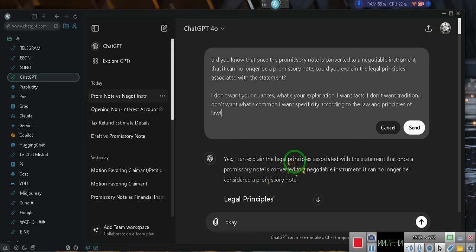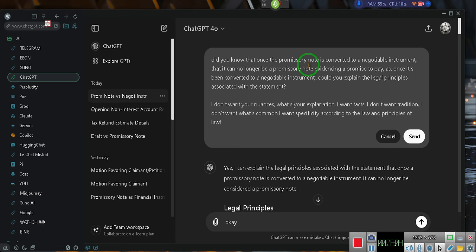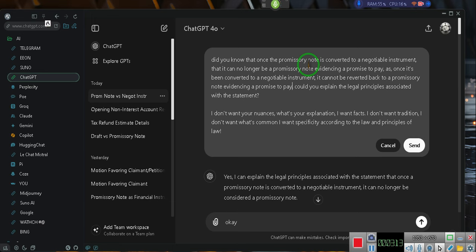I'd already asked it this question, so we are going to deal with specificity. I said, did you not know that once a promissory note is converted to a negotiable instrument, it can no longer be a promissory note? Watch this. Wake up. Evidencing a promise to pay, once it's been converted to a negotiable instrument, it cannot be reverted back to a promissory note evidencing a promise to pay, period. As Uniform Commercial Code, Article 9, Section 102(a)(65) explicitly states, a promissory note cannot contain an order to pay or conditions. It must be unconditional and unambiguous.